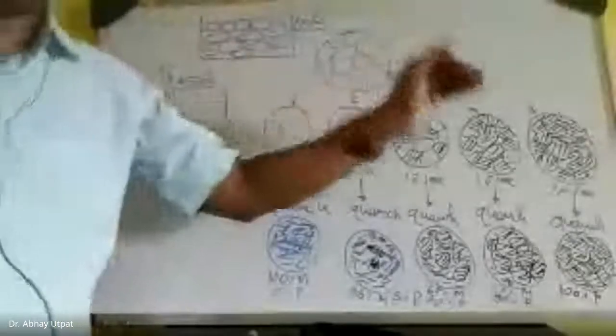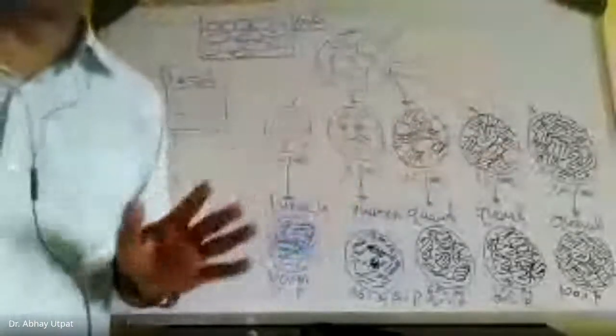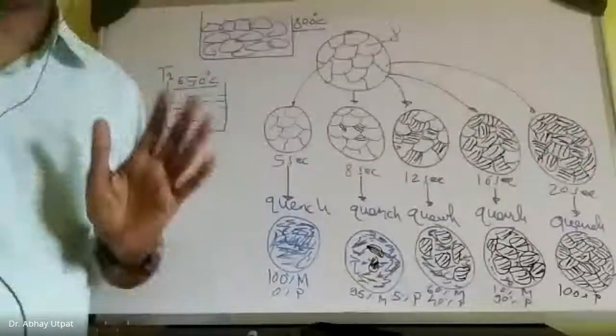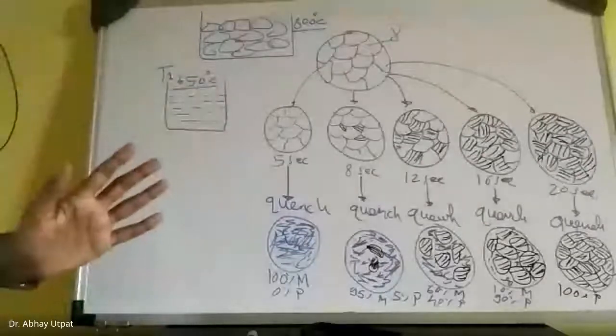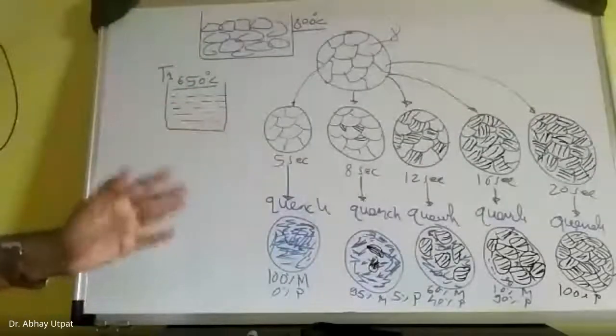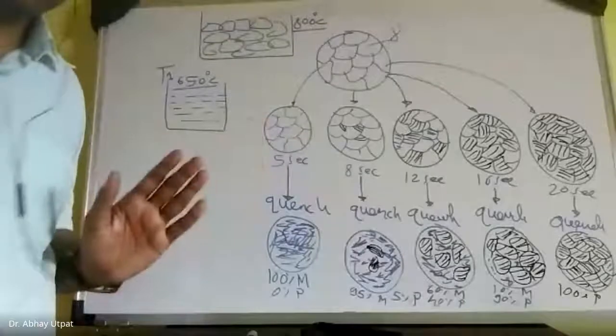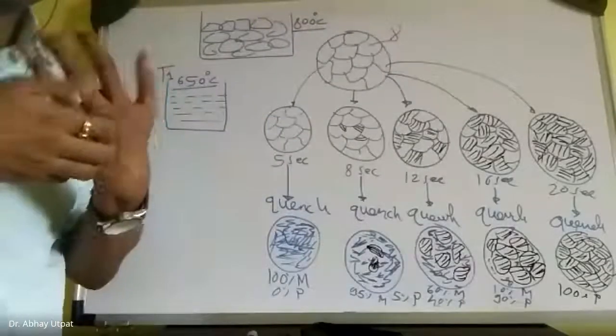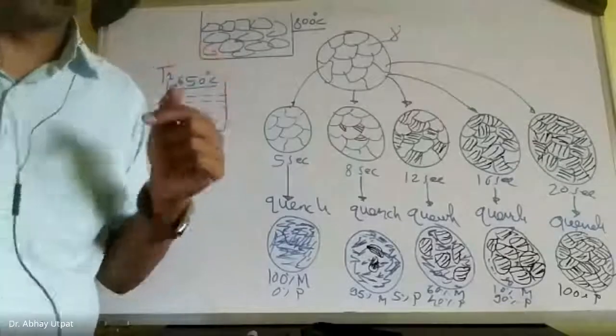If you remove it and quench in water, all samples will get perlite structure. Perlite is a mixture of ferrite and cementite. That is BCC plus orthorhombic. So from this experiment, we came to know that some time is required for the start of transformation. So what is that time? It is called the incubation period.